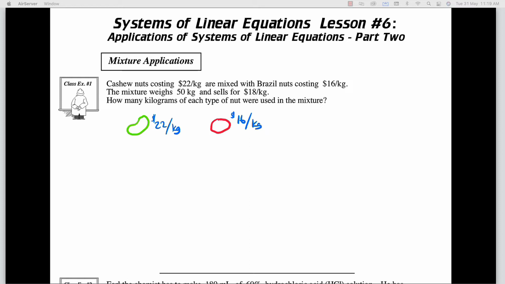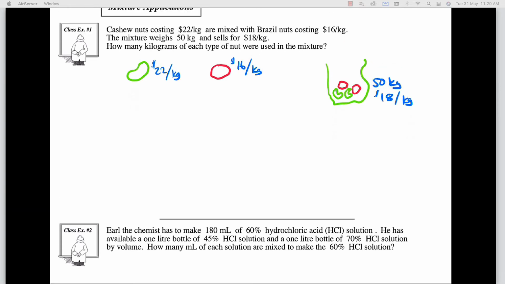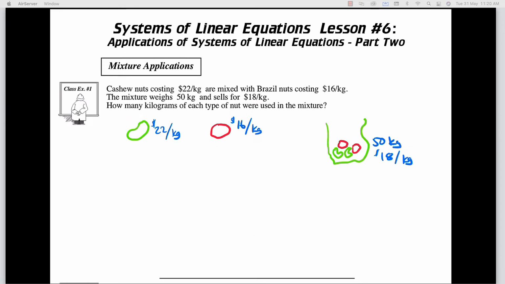And we're basically going to be taking a little bit of each, putting it in a bag. We're going to have this mixed bag of cashews and Brazil nuts. And basically it says that this will weigh 50 kilograms and it will sell for $18 for every kilogram that I want to buy. Now, the last sentence right here is usually what is going to tell you how to make your x and y. So how many kilograms of each type will be in this final mixture?